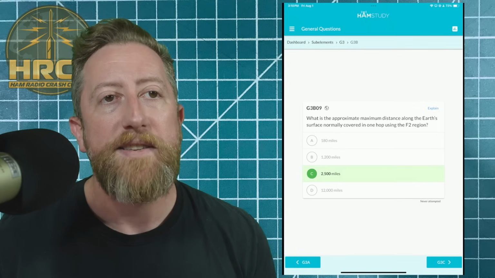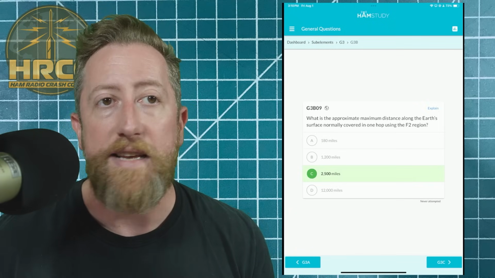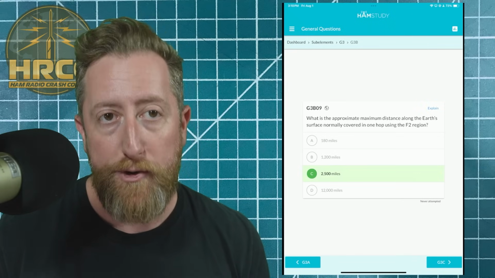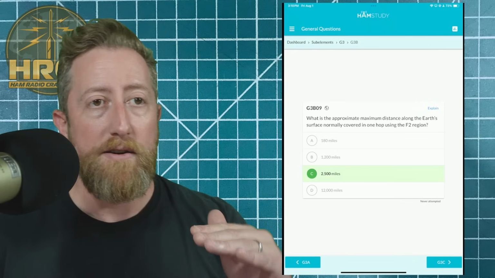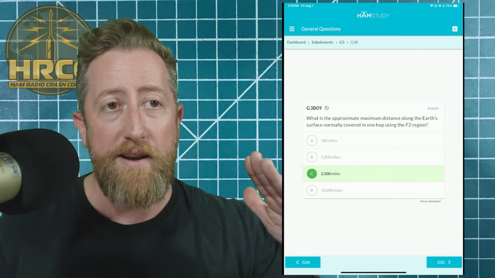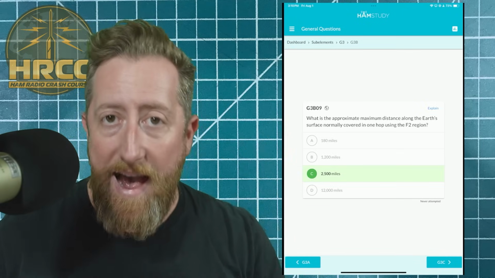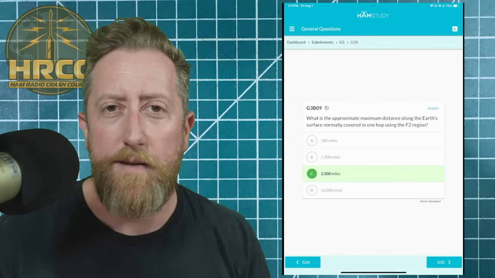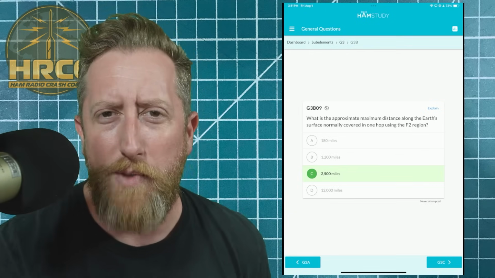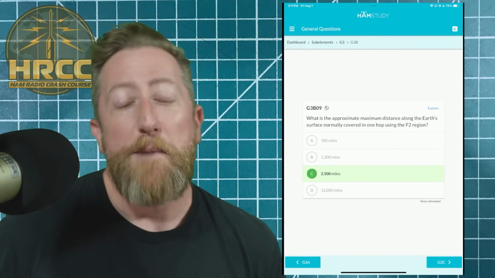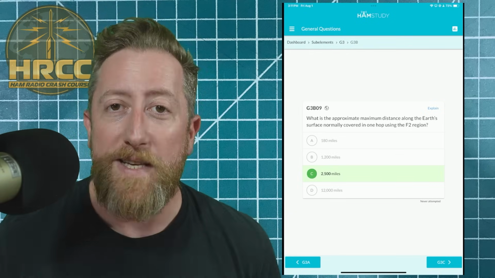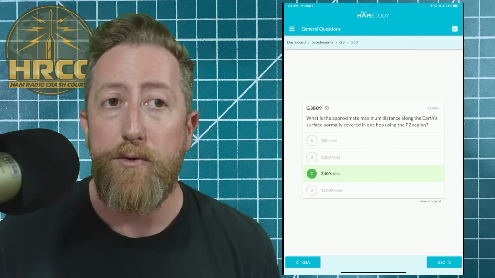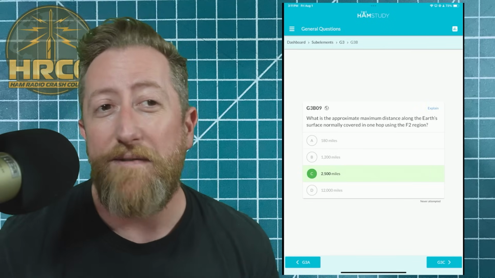Question 9, what is the approximate maximum distance along the Earth's surface normally covered in one hop using the F2 region? Now, you're going to hear a lot about different layers of the atmosphere, and depending on how you look at angles, that is going to change how far you can get out. Hopefully you draw something out on a piece of paper. But where those layers are and the frequency that you're operating on is going to change the maximum distance that you can achieve. With the F2 region, you can get C, about 2,500 miles.